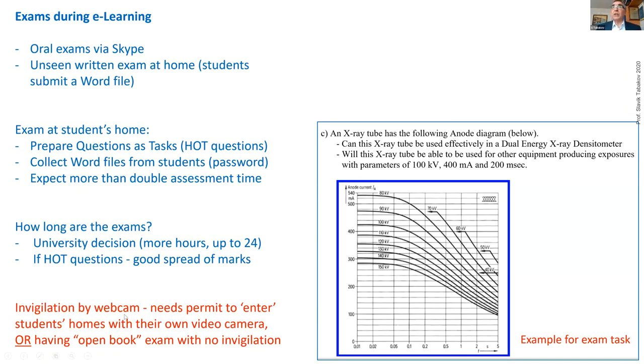Invigilation, when we have invigilation at the home of the student by the webcam of his own computer, will need a permit to enter his home because with the web camera, you're entering his home. Or we may have an open book exam where there is no invigilation. This is what we did, no invigilation, but with very good questions. And this is a high order of thinking question. You present the student with a diagram, you ask him to discuss this diagram, to take decisions based on it, etc.